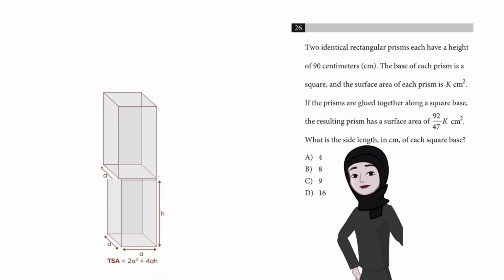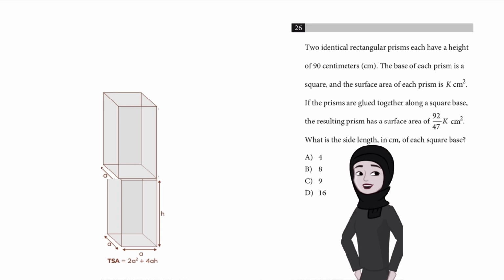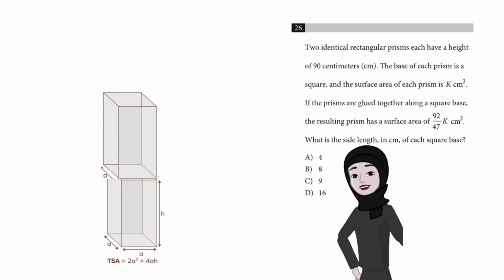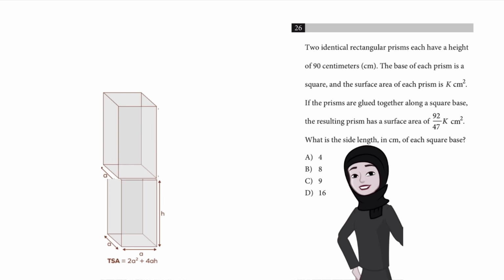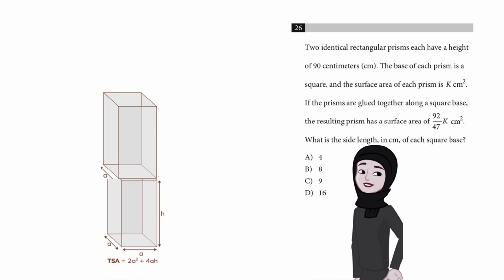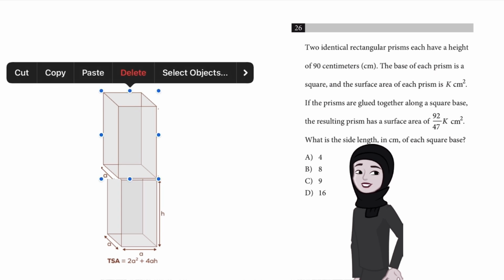Two identical rectangular prisms each have a height of 90 centimeters. The base of each prism is a square and the surface area of each prism is k centimeter square. If the prisms are glued together along a square base, the resulting prism has a surface area of 92 by 47 k centimeter square. So what is the side length in centimeter of each square base?